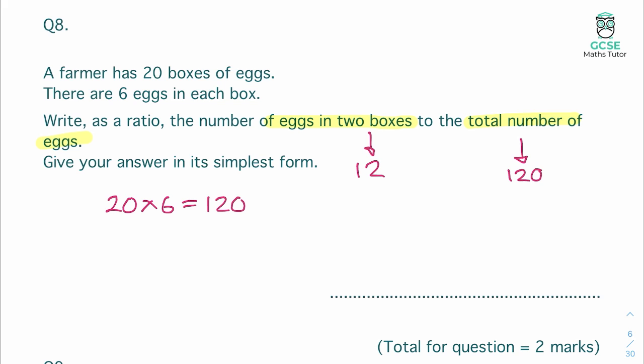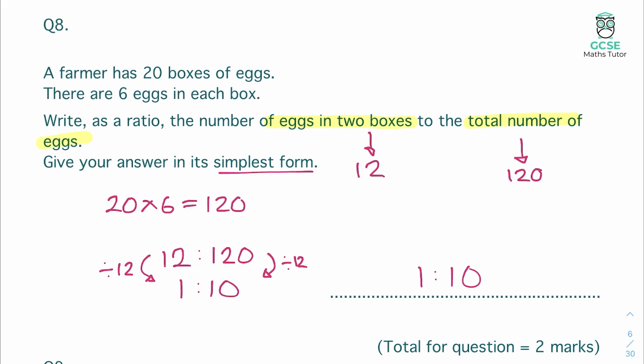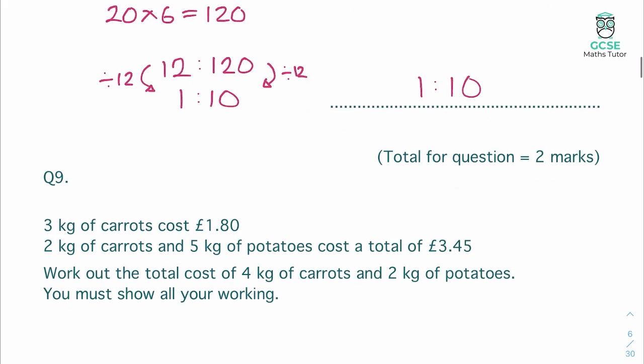So as a ratio, we've got 12 to 120. And both of those numbers there, we need to simplify, as it says, to give it in its simplest form. And they both divide by 12. You could obviously take that in smaller jumps. You could divide by 2 and then divide by 6 or something like that. But I'm going to divide it by 12 straight away. So 12 divided by 12 is 1, and 120 divided by 12 is 10. So our ratio in its simplest form is 1 to 10. And there we go. There is our ratio question.